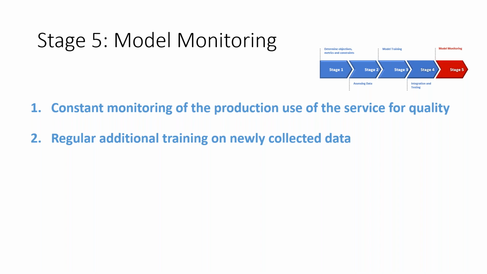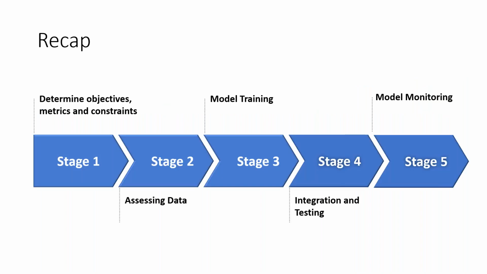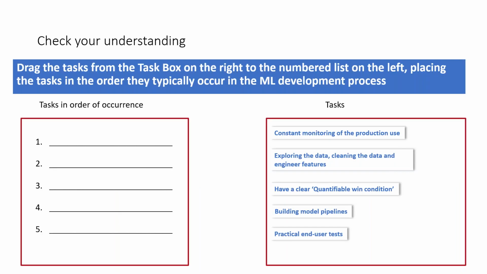But these are the 5 stages. So what are the 5 stages? Stage 1 is determine objectives, metrics, and constraints. Stage 2 is assessing data. Stage 3 is model training. Stage 4 is integration and testing. And stage 5 is model monitoring. So before we conclude this class, let me check your understanding.